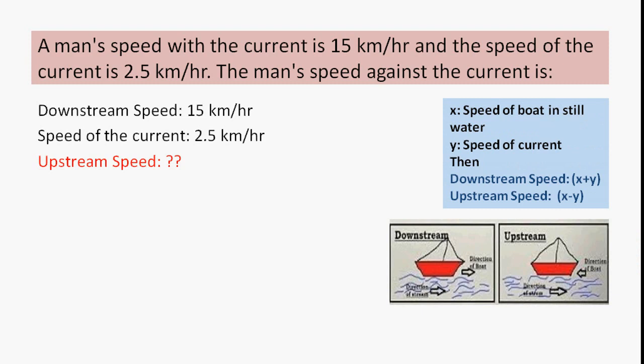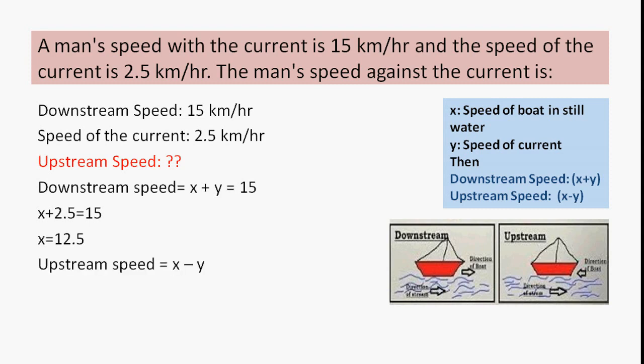It says that if the downstream speed is x plus y and upstream speed is denoted by x minus y, where x is speed of boat in still water and y is the speed of current. x plus y is 15, where y is 2.5 km per hour. From this we get x as 12.5, and substituting the value of x as 12.5 and y as 2.5 in the formula of upstream speed, which is x minus y, we get upstream speed as 10 km per hour. This gives us the answer.